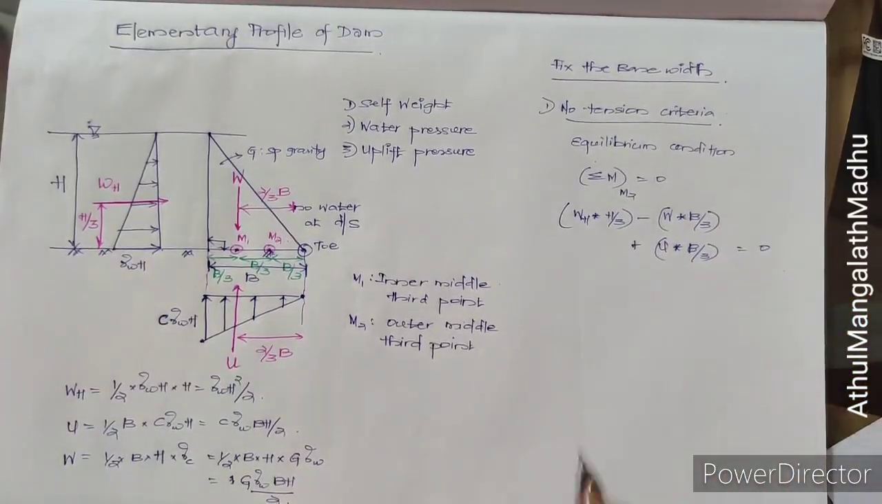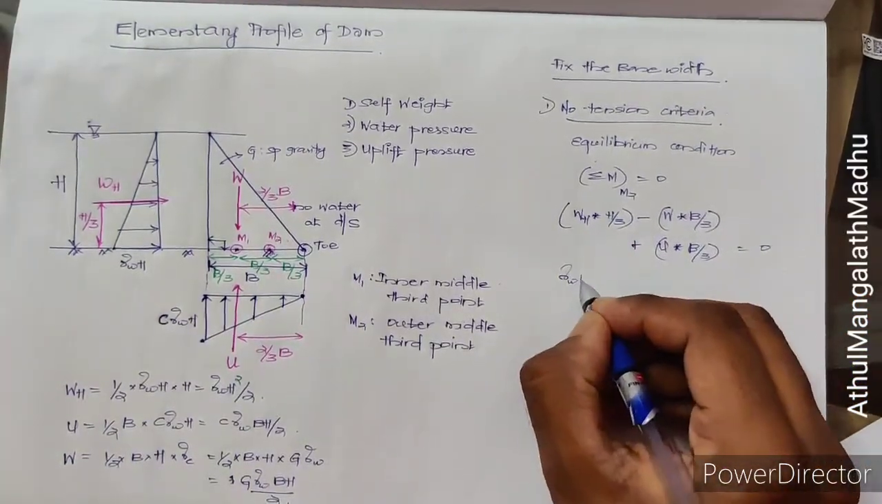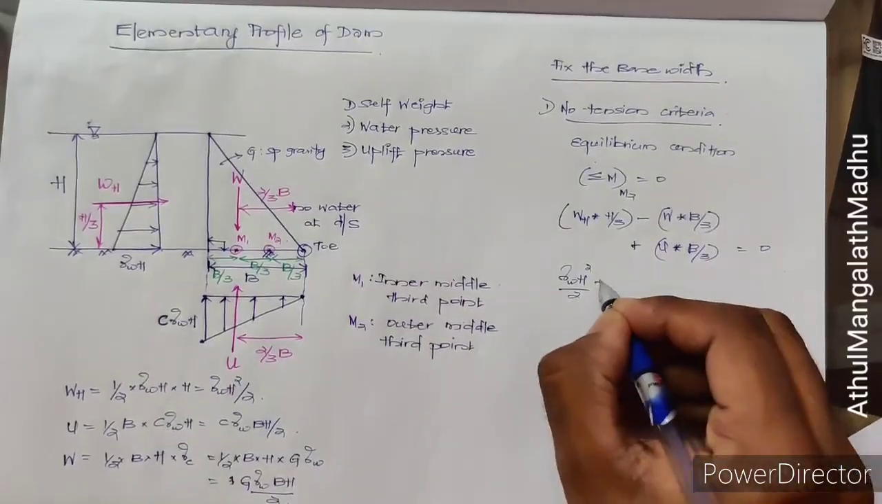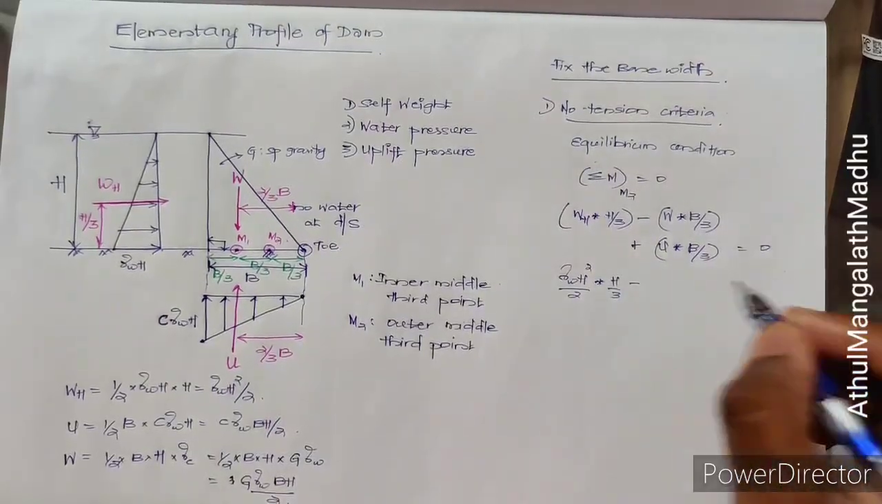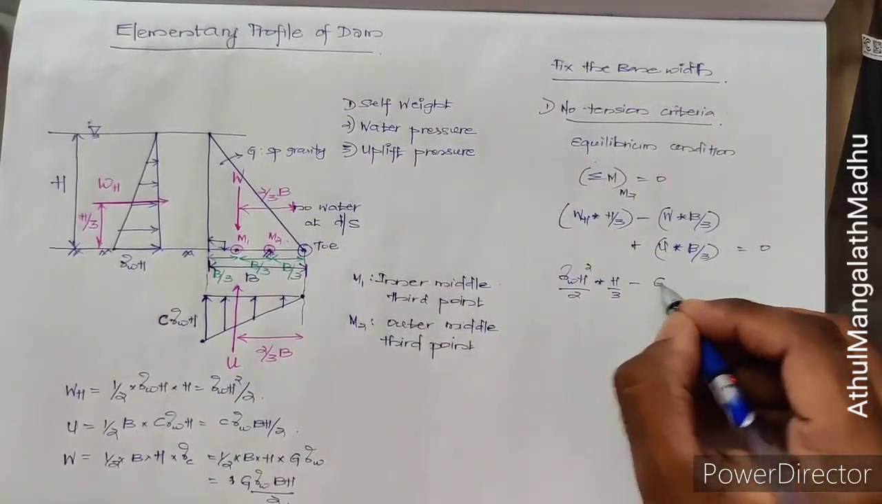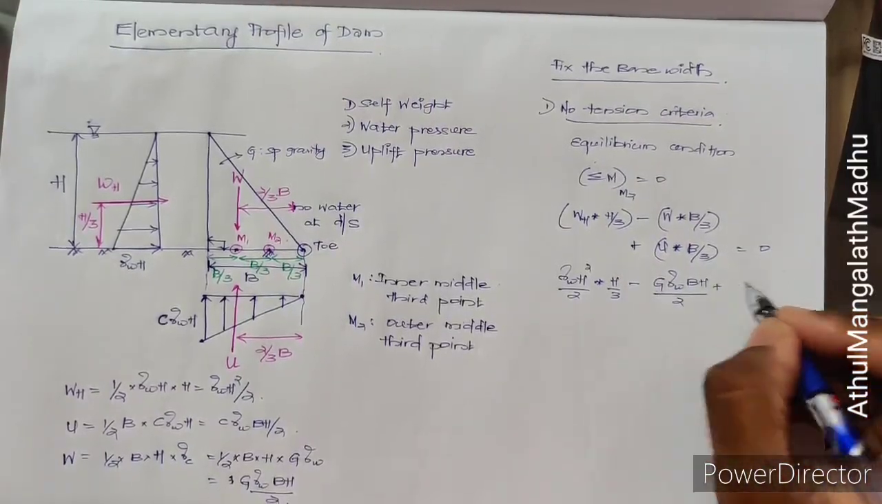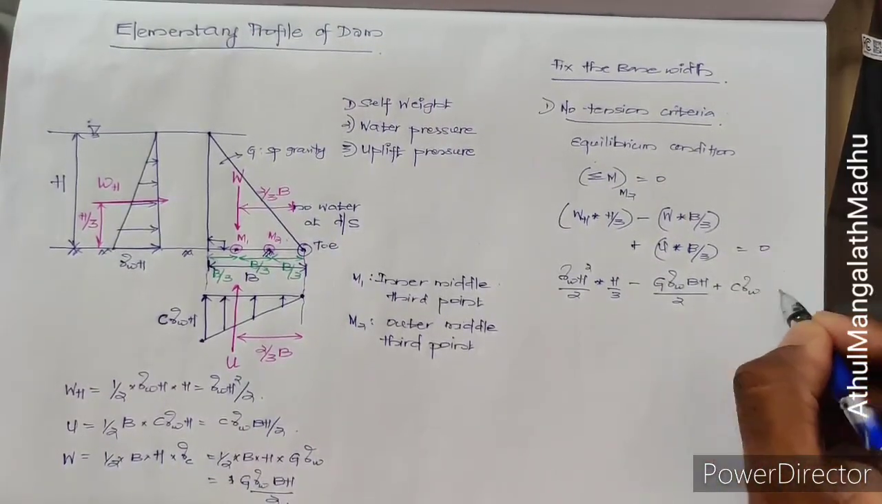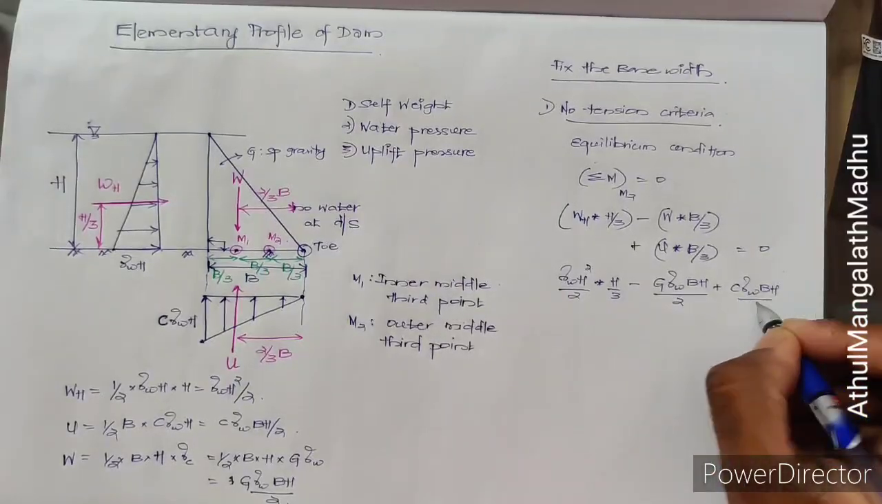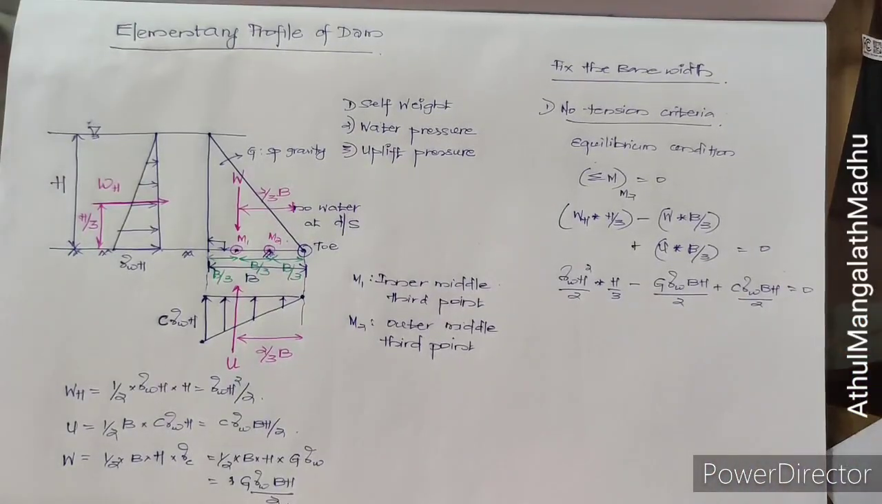Now substitute all the values. WH we know, gamma W H square by 2 into H by 3, minus the weight, G into gamma W into BH by 2, plus the uplift, C into gamma W into BH by 2, has to be equal to 0.